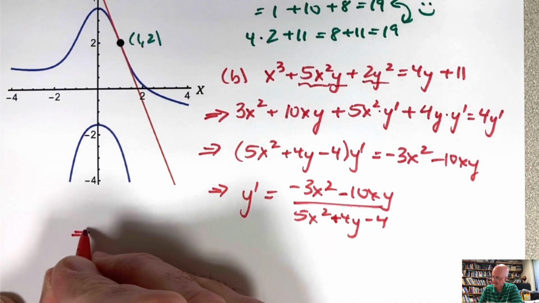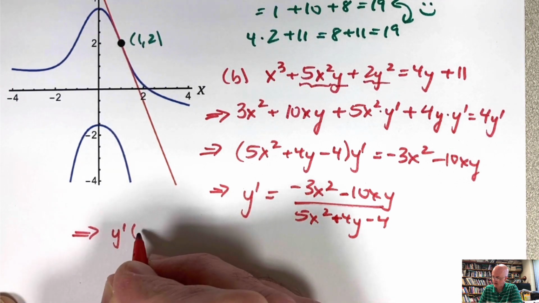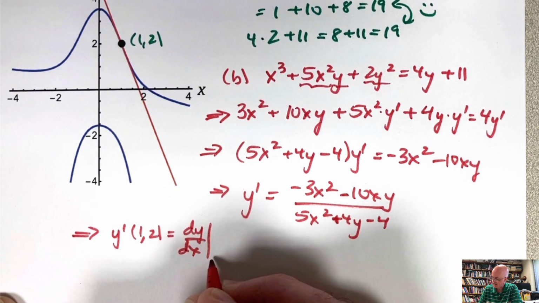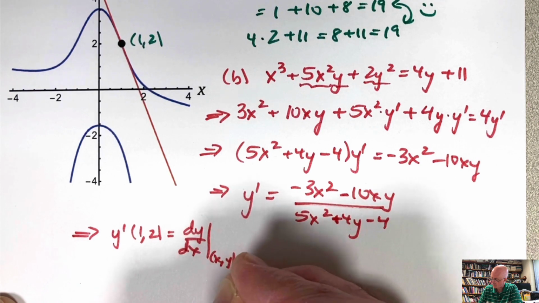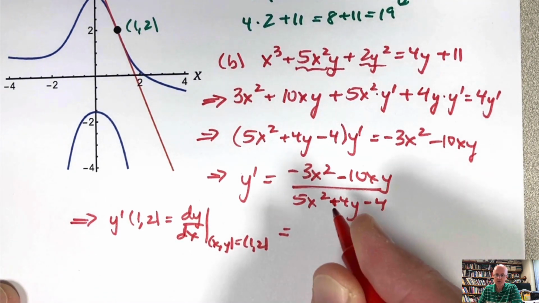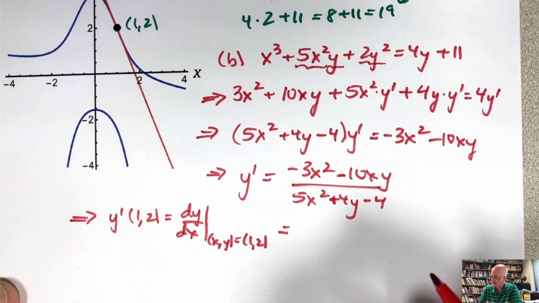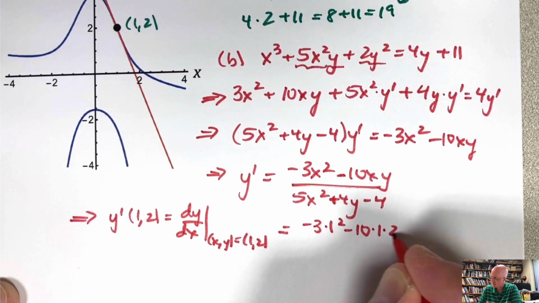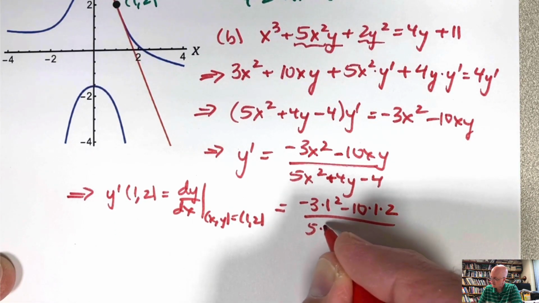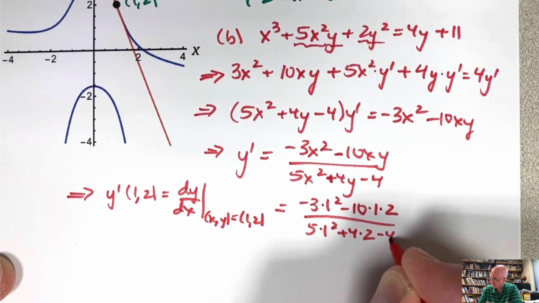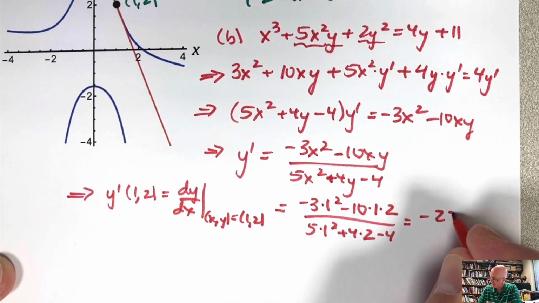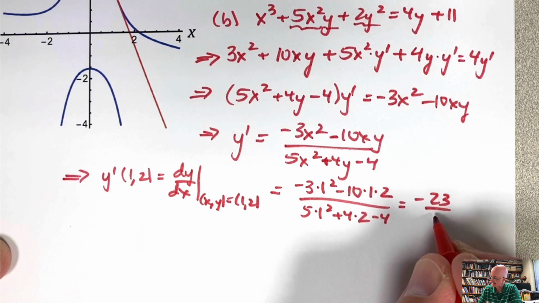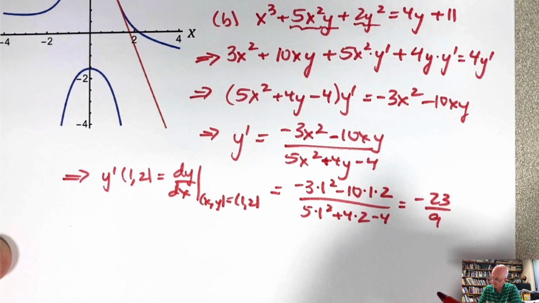We want to evaluate this at the point x, y equals 1, 2. If I were using Leibniz notation, I'd put a vertical line here, and I'd emphasize x comma y is 1 comma 2. Replace x with 1 and y with 2. You don't have to solve for y as a function of x. So I get negative 3 times 1 squared minus 10 times 1 times 2 over 5 times 1 squared plus 4 times 2 minus 4. Looks like we get a negative 23 on the top. And on the bottom, we got a 5 plus 8 is 13, minus 4 is 9. Yes, this is the correct answer for the slope.